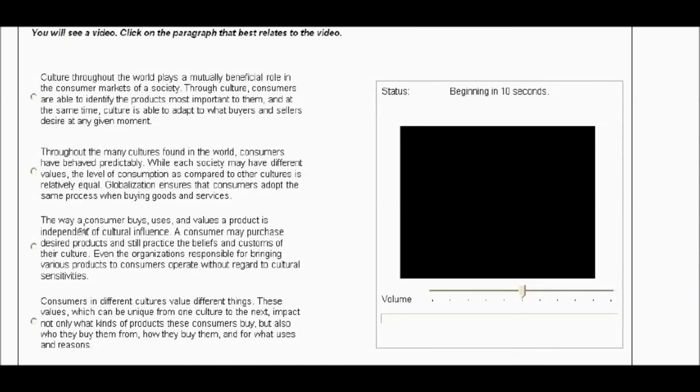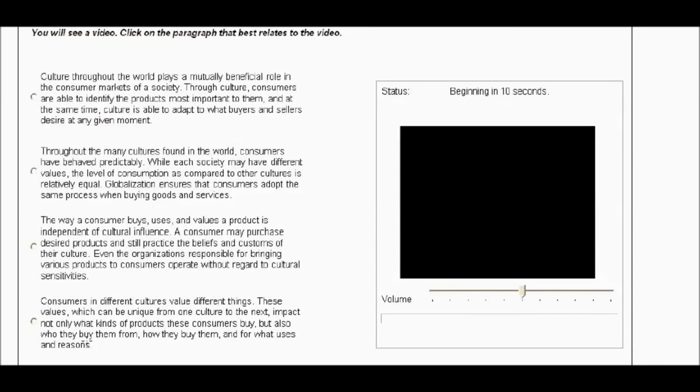And the third one is: the way a consumer buys, uses, and values a product is independent of cultural influence. A consumer may purchase desired products and still practice the beliefs and customs of their culture. This sentence is not there in the lecture, right? The second sentence of the third paragraph. So the third paragraph we can leave.